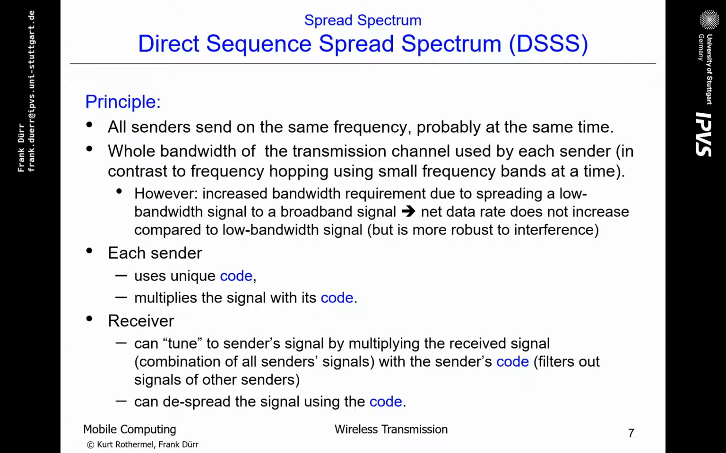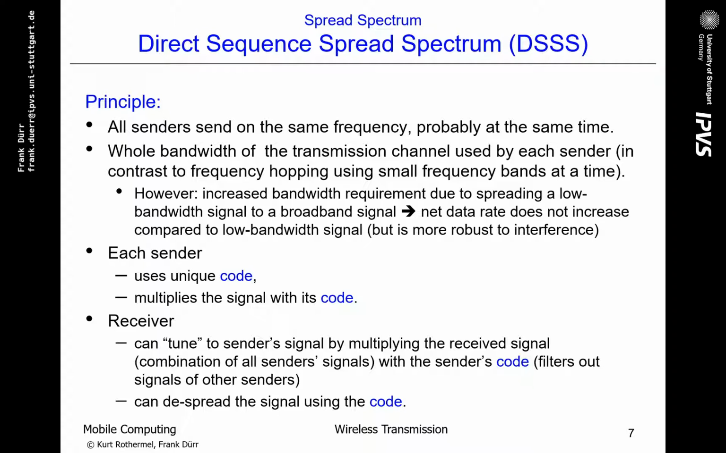So with frequency hopping, senders send on small bandwidth channels, and we hope that no two senders send at the same time on the same channel by using a random sequence for the channel hopping. Okay? So this was frequency hopping. Now we do it differently. Now we let all the senders use the complete broadband channel assigned to them at the same time and let them send at the same time. So this is completely different from what frequency hopping actually does.